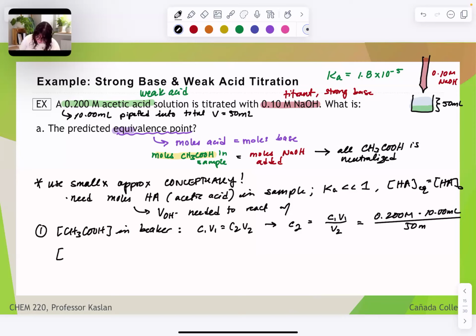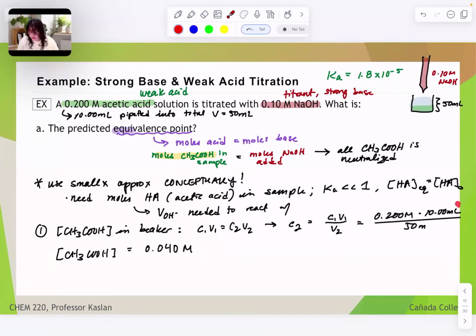So I have concentration CH3COOH equal to 0.040 molar. Just a little aside here, a note. I kept my volumes in milliliters because I knew that ultimately my milliliters would cancel. If you had to find a volume, however, just be aware that you need to use your units in liters because molarity is moles per liter.